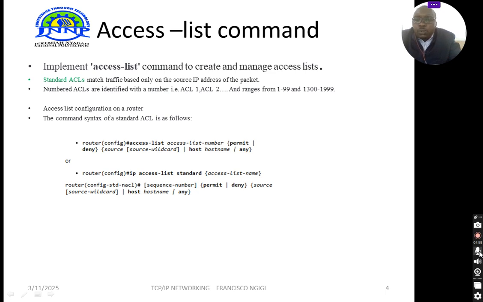So we have access list configuration on a router. The command syntax of a standard ACL is as follows. On the router, that is config, on the global configuration mode, you write access list, that's the command. Then the access list number. Then you put the permit or deny. Then the source, here is where we use a source wildcard. And then we have the host name, host name, then any.